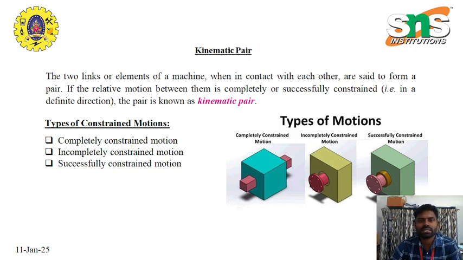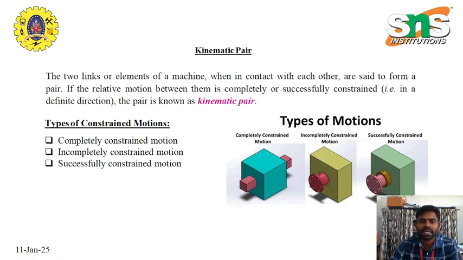Next, the kinematic pairs. We have already discussed the pair. The two links or elements of a machine, when in contact with each other, are said to form a pair if the relative motion between them is completely or successfully constrained. Then it is called a kinematic pair. And as we discussed in the previous video, there are the types of constrained motion.